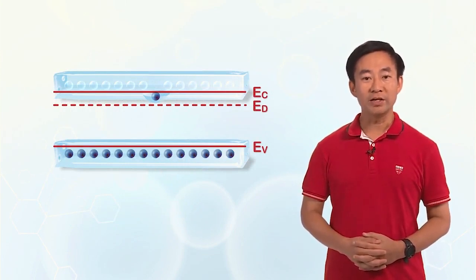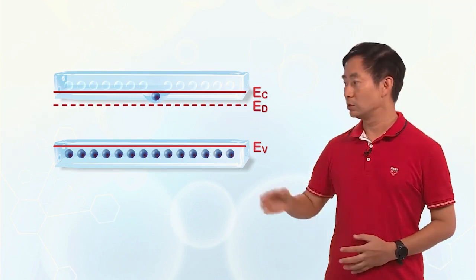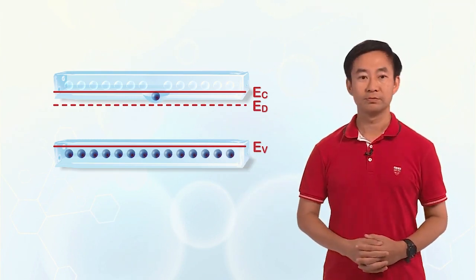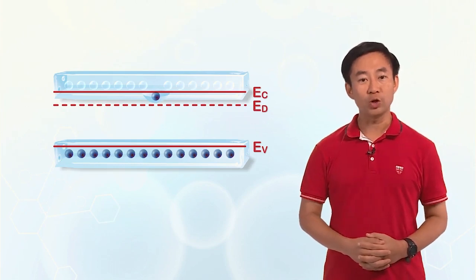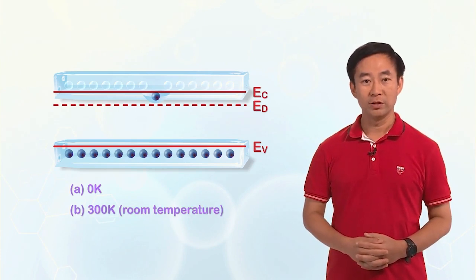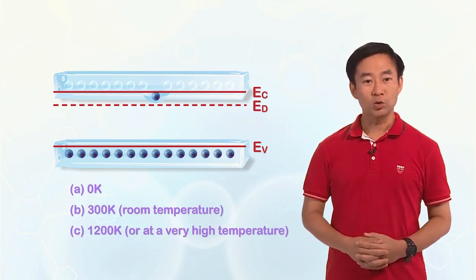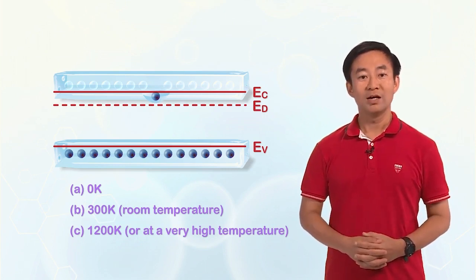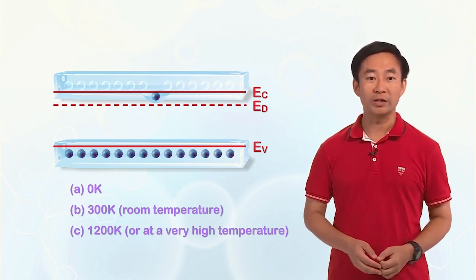Consider an N-type silicon material. Its energy band diagram is shown in the figure, where the donor level is marked explicitly as ED here. Try to draw the location of the Fermi level when the temperature of the silicon material is at A. 0K, B. 300K, C. 1200K, or at a very high temperature. Let's stop here and think about it for some time before viewing the video that tells you the answer.